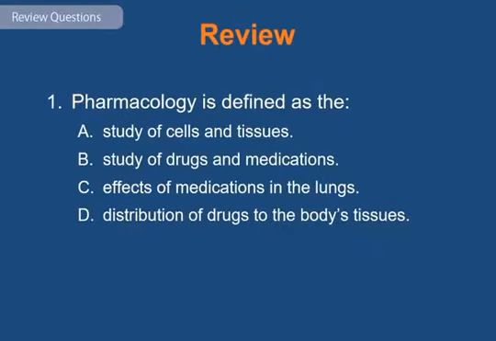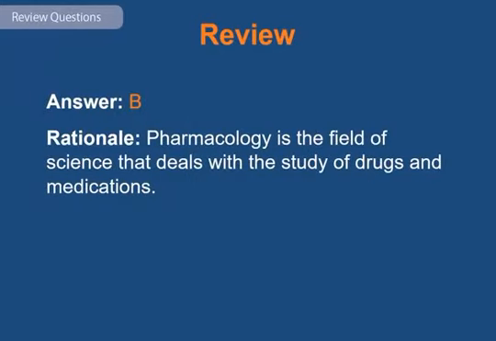Okay, class, let's go over the review questions for pharmacology. So the first question is, pharmacology is defined as A, the study of cells and tissues, B, the study of drugs and medications, C, the effects of medications in the lungs, and D, the distribution of drugs to the body's tissues. This one should be pretty easy. And it is, of course, B.